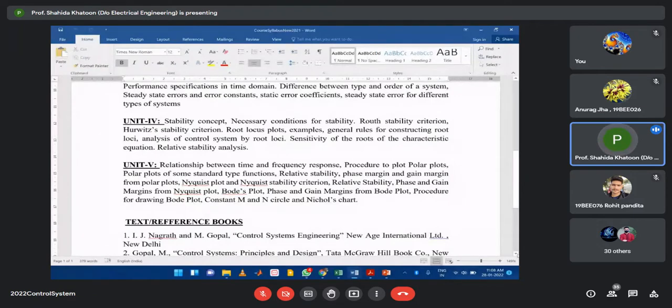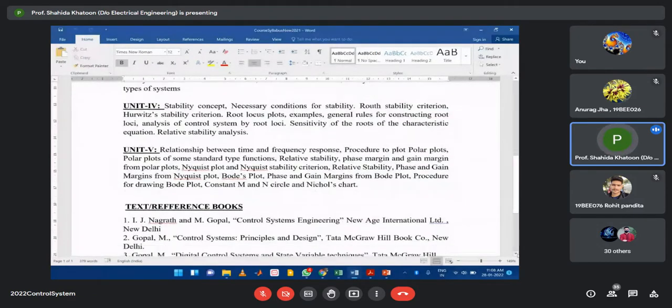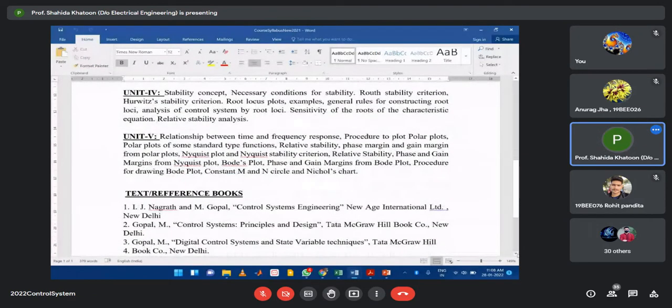The text and reference books are, the first book is the textbook, and it covers the whole syllabus, which is I.J. Nagrath and M. Gopal. The name of the book is Control Systems Engineering. The publisher is New Age International Limited. So you can buy this book for Control Systems Engineering. It's a very, very good book, and it covers all the syllabus. So I would recommend you to buy this book.